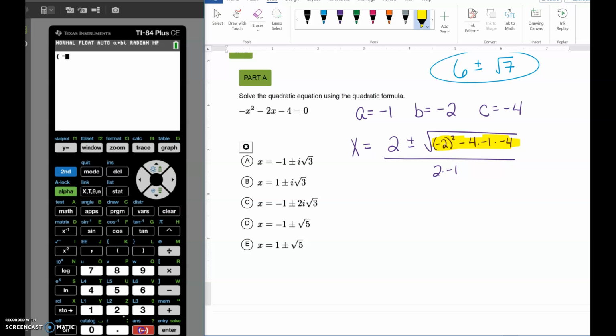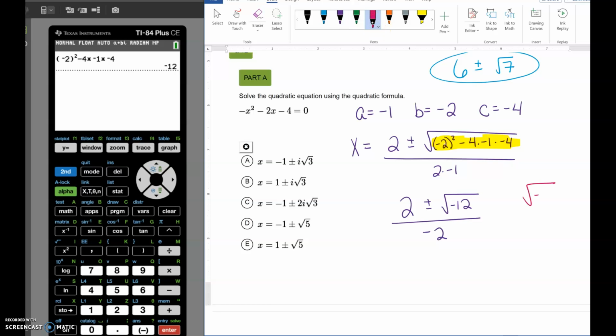I'm going to do negative 2 in parentheses squared minus 4 times negative 1 times negative 4. That gives me negative 12. So I have 2 plus or minus the square root of negative 12, all divided by negative 2. Okay, the square root of negative 12, that's going to involve i. Anytime you have the square root of a negative number, you've got i. So this is really the square root of negative 1 times the square root of 12. The square root of 12 we can split up into the square root of 4 times the square root of 3.